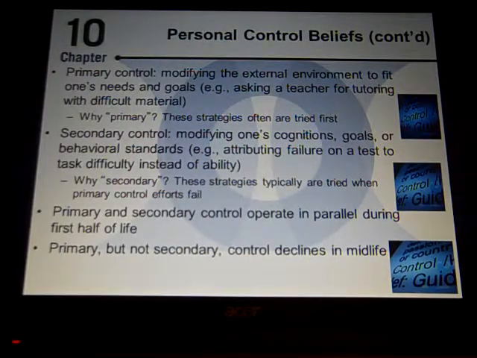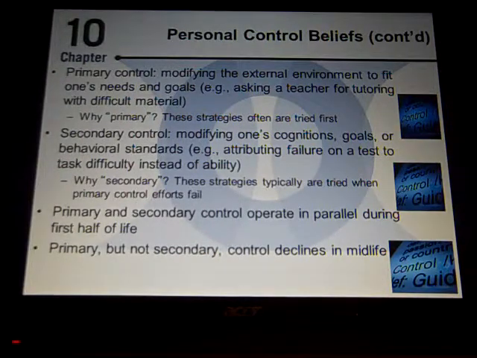Secondary control, this is modifying one's cognitions, their goals, their behavioral standards. Example would be attributing failure on a test to the task difficulty instead of ability. So the test was too hard. It's not that I couldn't do this, but this task or this test item was too difficult. Why is this called secondary? Because these strategies are typically attempted or tried when primary control efforts fail or don't work.